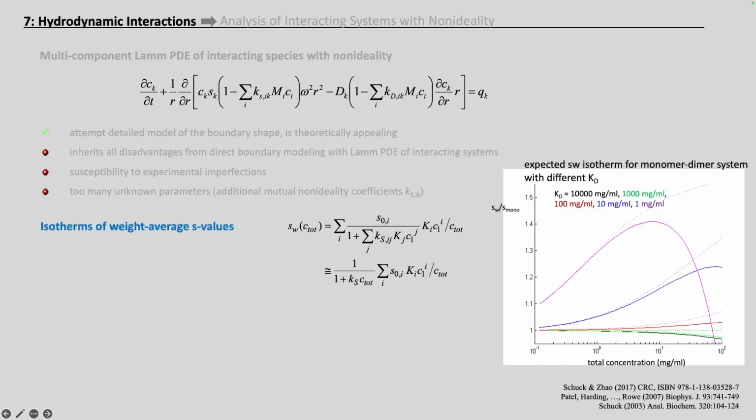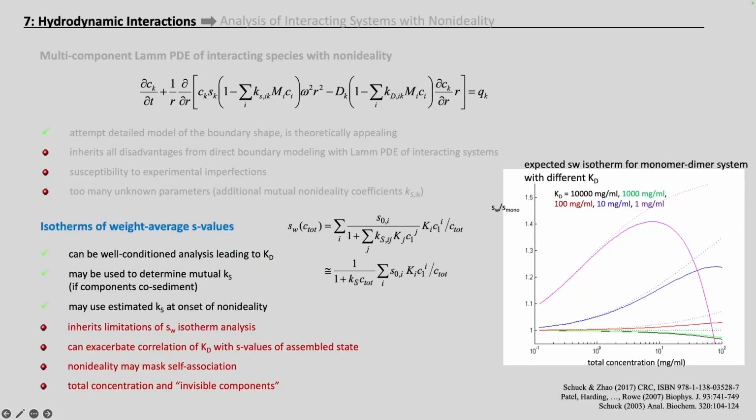Such isotherms are illustrated here for a non-ideal monomer-dimer system. Shown are the measured weight average S values relative to the ideal monomer S value at infinite dilution, assuming a non-ideality coefficient of 0.01 per mg/ml and plotted against the log of total concentration. The dotted lines are the ideal isotherms, and you can see the effect of non-ideality in the solid lines, reducing the observed S values. In some cases, if we measure across a sufficient concentration range, we may be able to determine both Kd and the non-ideality coefficient.